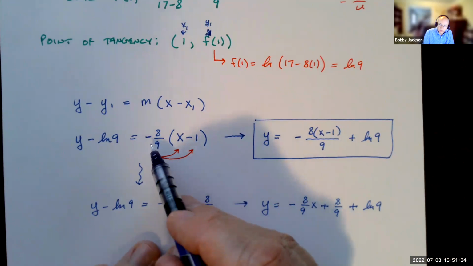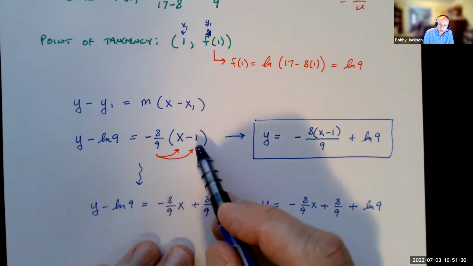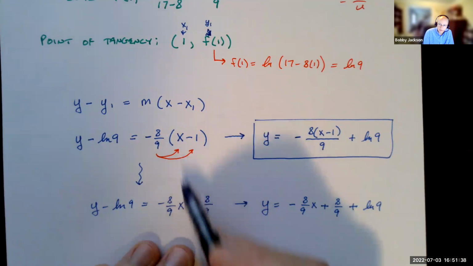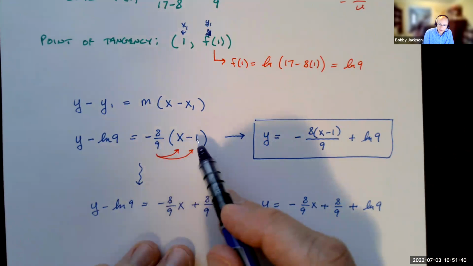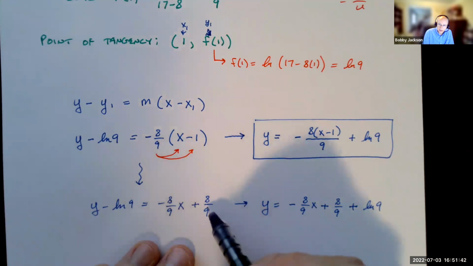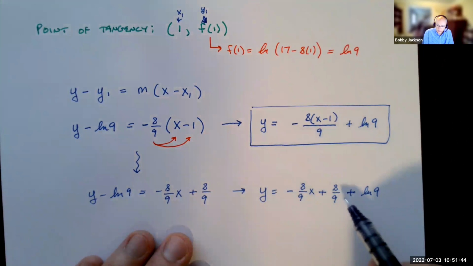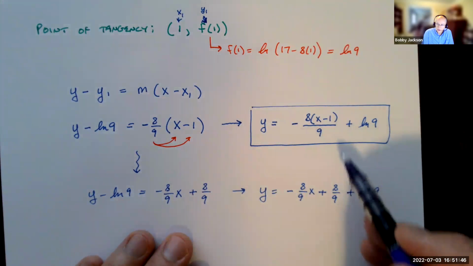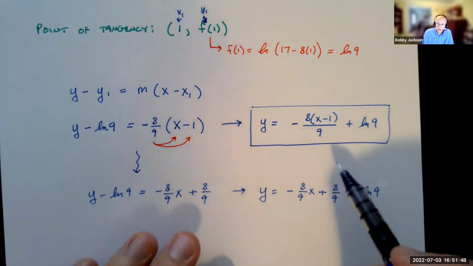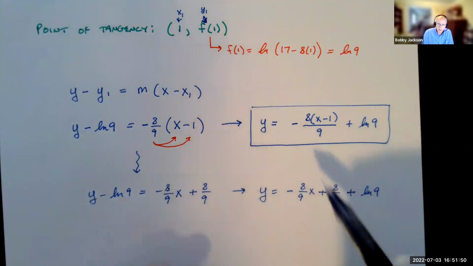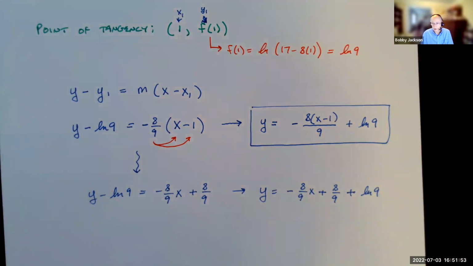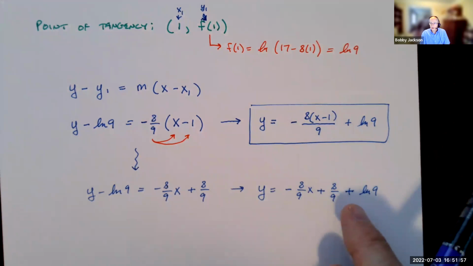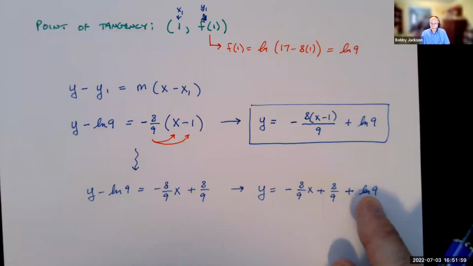Typically, though, the way I've been doing it, distributing this negative 8/9 through, I get negative 8/9 x, and negative times negative is positive 8/9. And then if I add the natural log of 9, I get this. These two expressions are identical. I think you're having trouble with Achieve again; I think it may accept both of these, but either one is acceptable.